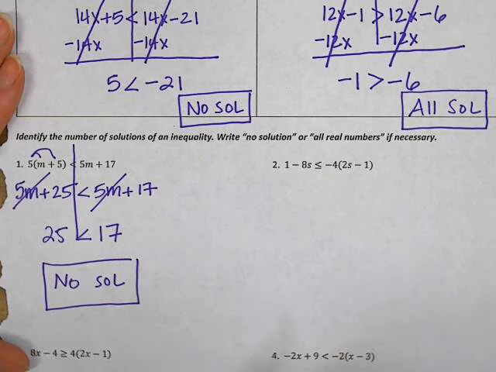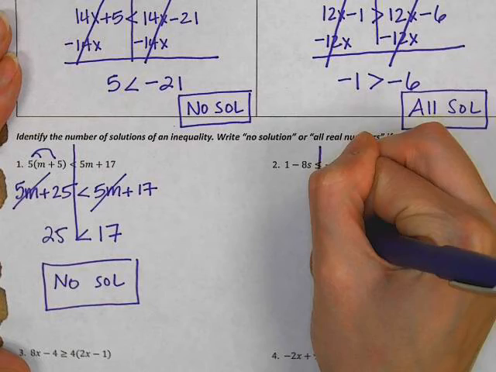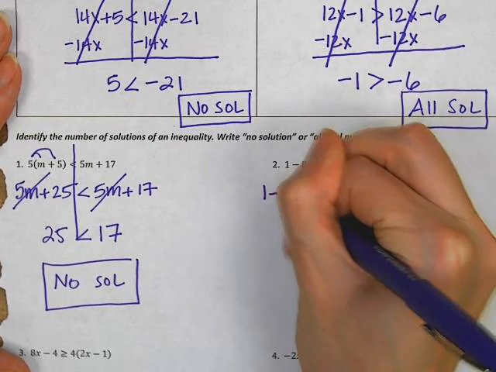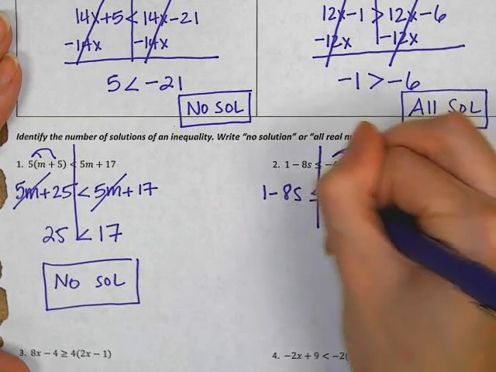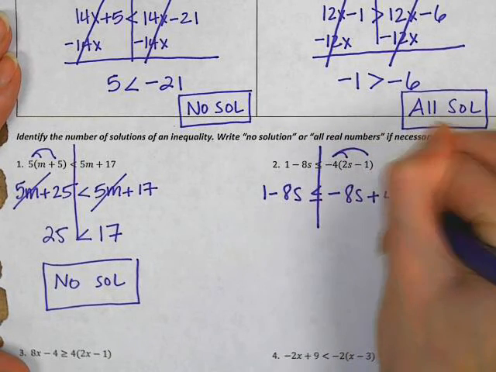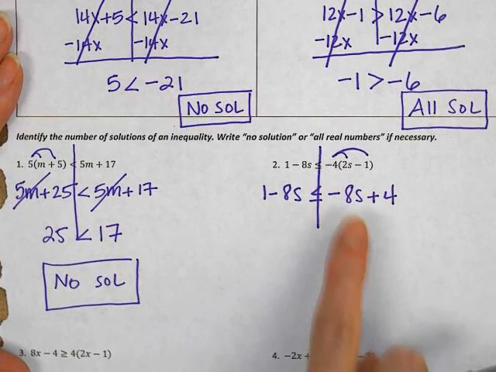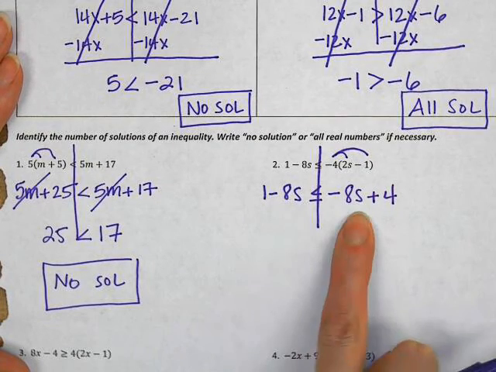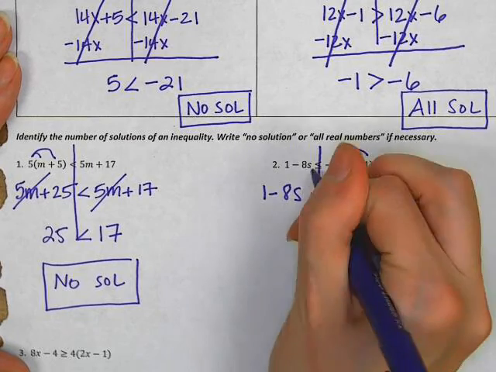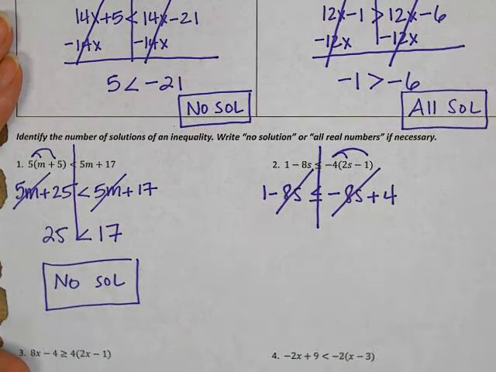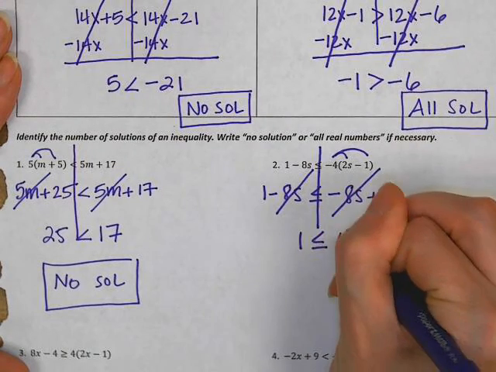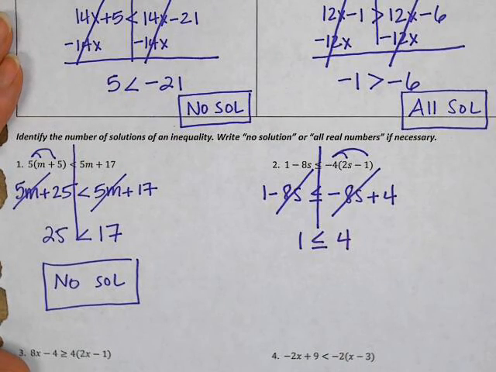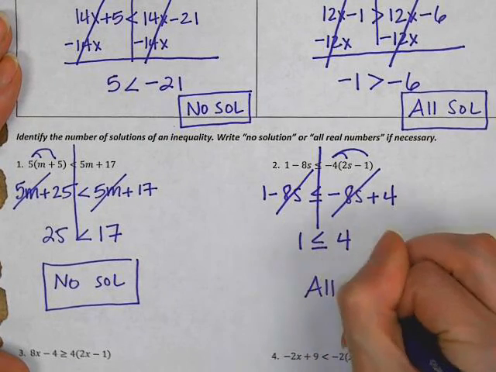And then number 2, we'll just do this one more. Draw the wall. It's 1 minus 8s is less than or equal to, distribute, negative 8s plus 4. If you try to get all the s's to one side by adding it over, they will cancel. Let's see what we're left with. Is 1 less than or equal to 4? You would say, yes, 1 is less than or equal to 4. So that would mean all solutions work.